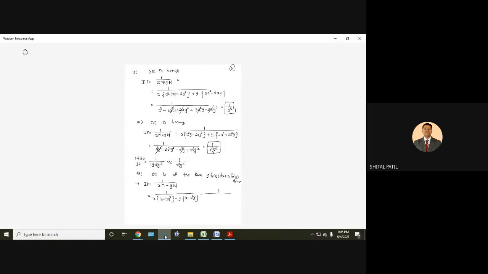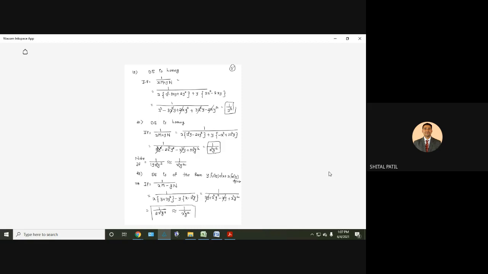1 upon xy plus x square y square minus xy plus x square y square. So 1 upon 2x square y square, this may be the option if it is there, correct, or it may be 1 upon x square y square. We can cancel this 1 upon 2. Both of them are correct.